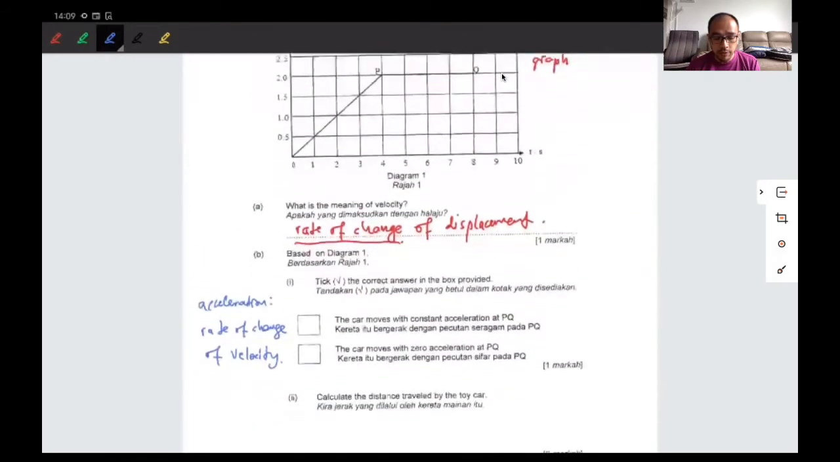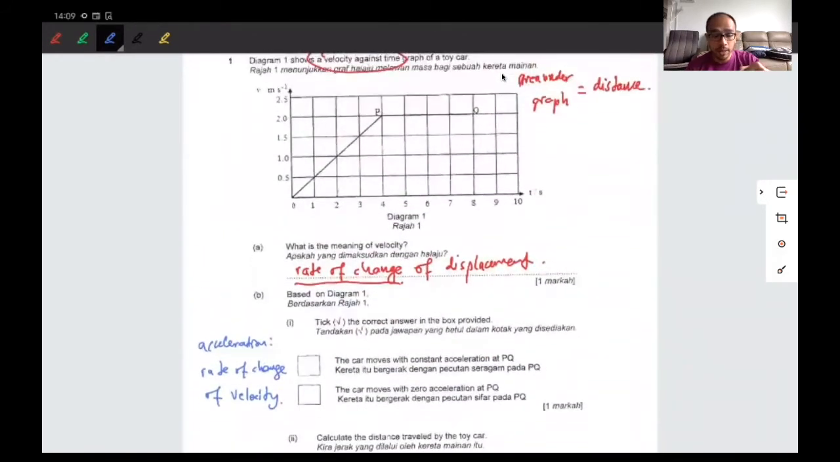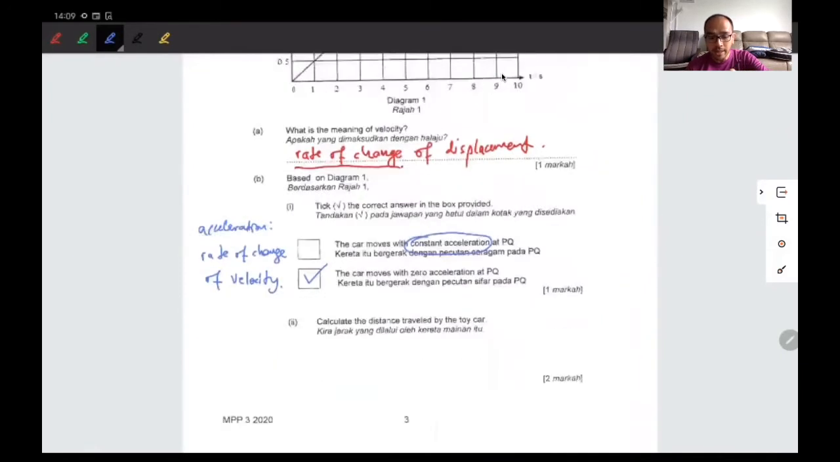So the car moves with constant acceleration from P to Q, or the car moves with zero acceleration at P to Q. Obviously, the answer will be this one lah. Okay, constant acceleration. Kalau velocity time graph, constant acceleration will be like this. Zero acceleration will be like this. The shape of the graph.